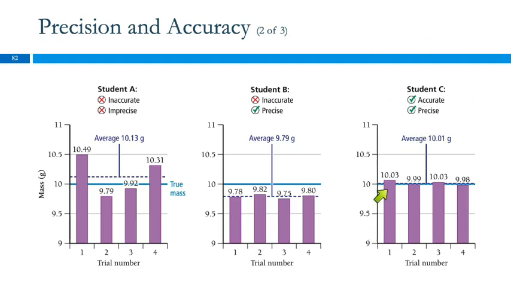So here, all the measurements are close to each other, and the average is very close to the true value. So this average has uncertainty in the second decimal place. And so that agrees very well with 10.00, also uncertainty in the second decimal place. It's also possible to be accurate and not precise.